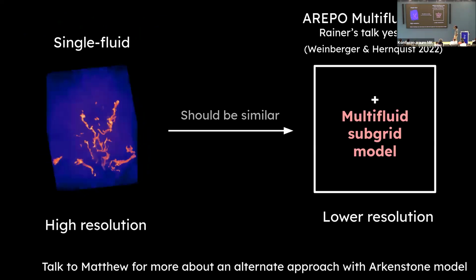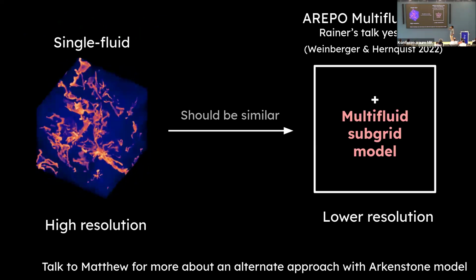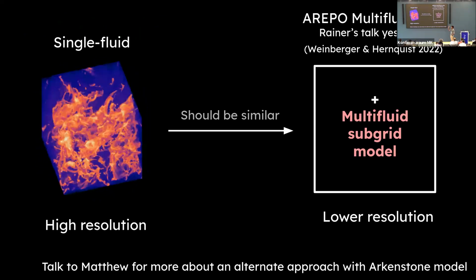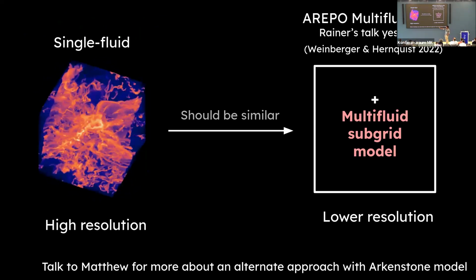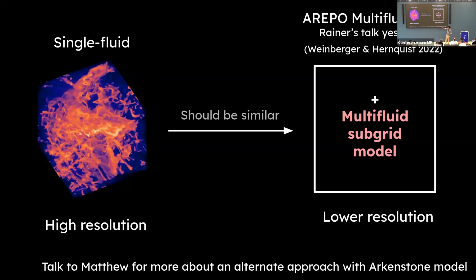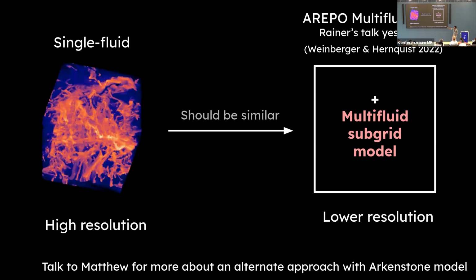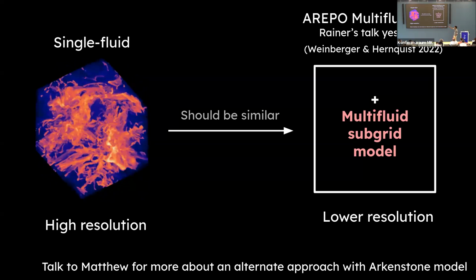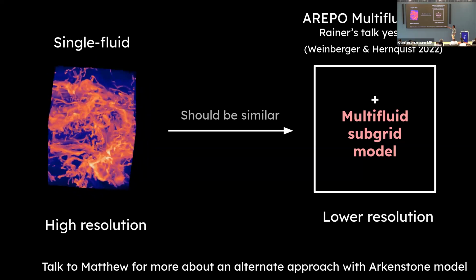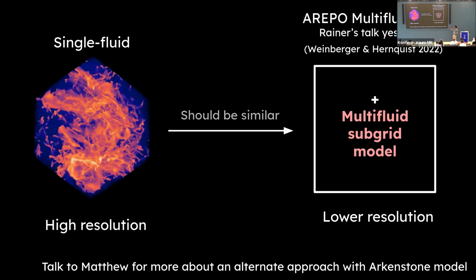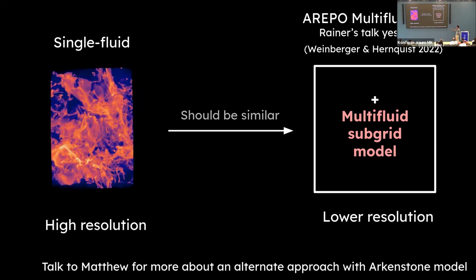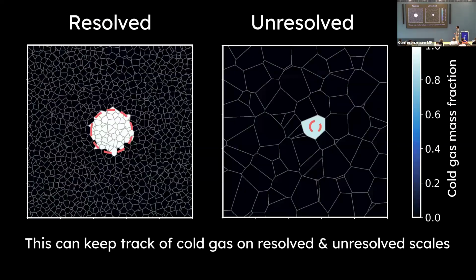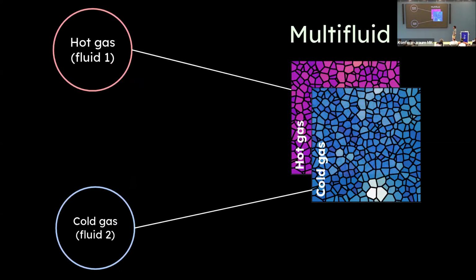And we use the repo code, the multi-fluid module written on top of it. And the overall problem statement was that, okay, we have this high resolution benchmark idealized simulations. Now, with the subgrid model, we should be able to run a much lower resolution box with the subgrid model, and they should behave very similar. And this should also keep track of both resolved and unresolved clouds, because in simulation, sometimes you run into cases where you're actually resolving the cold gas structure. So this is sort of the framework.